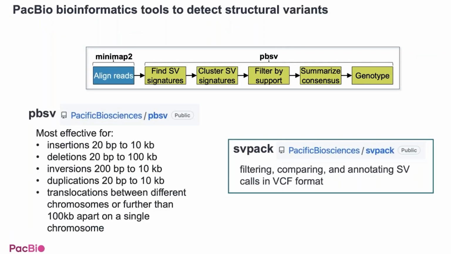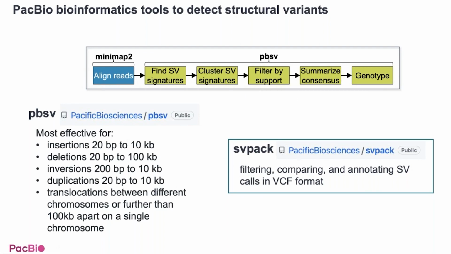Some of the tools that we offer from PacBio itself include PBSV. PBSV is a tool for finding structural variants. It varies a bit in how it runs depending on what type of variant, whether that's an insertion, a deletion, an inversion, a duplication, or a translocation. These are the optimal default settings for detection. The way this works is we run an alignment, and after that alignment, look for those signatures for the structural variants, as well as clustering, support, and then basically make it a consensus.